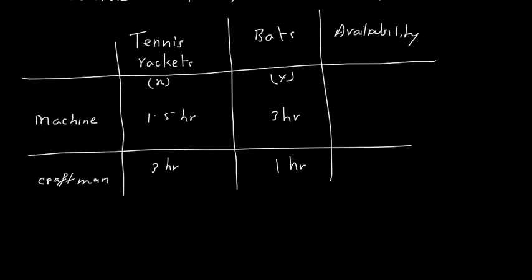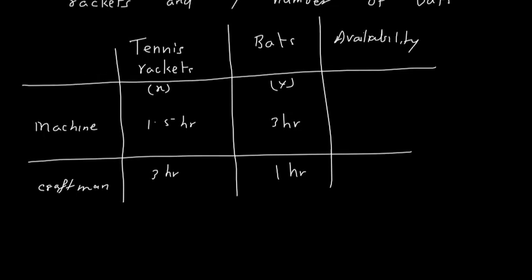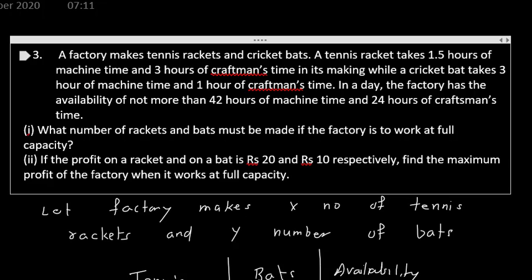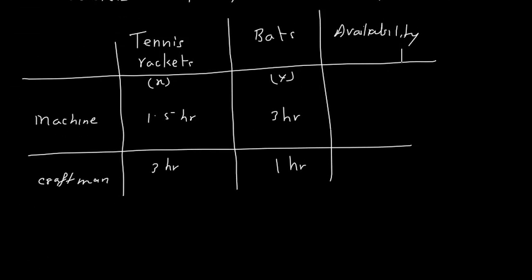So the availability of machine is 42 hours. What is given? In a day the factory has available not more than 42 hours of machine time and 24 hours of craftsman time. So 42 and 24 hours, this is the availability.